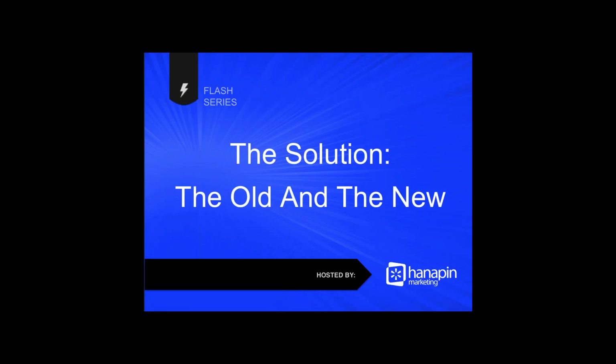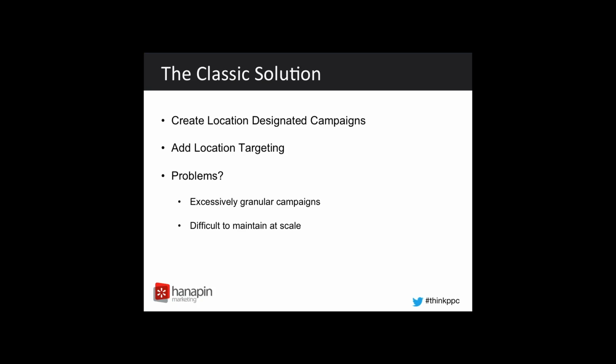First the old and then the new. The classic solution would have been creating location designated campaigns. You'd add in your location targeting, whether it be state, city, whatever it may be, and then from there, you upload your ads, and that's how you deliver the right ad at the right place at the right time to the right person. However, a lot of times these campaigns are not as specific as you'd like, and this is where Geo-Ad customizers prove very valuable. They prevent you from having to make these excessively granular campaigns and are much easier to maintain at scale.